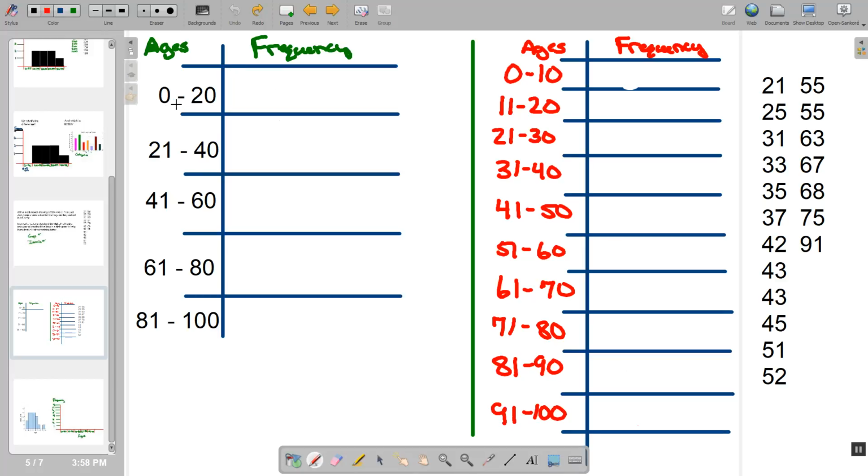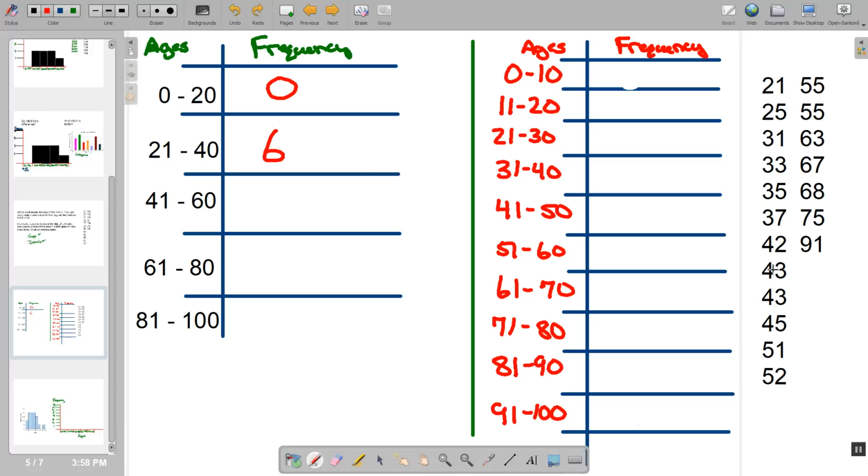So between the ages of 0 to 20, there were 0 people that came to this movie that were young during this specific showing. From 21 through 40 was 1, 2, 3, 4, 5, 6 people. Also, notice if this interval stops at 40, the next one cannot start at exactly 40, or else a number can fall into both ranges.